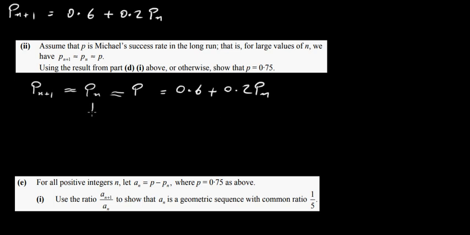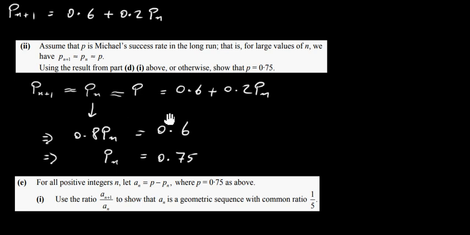Now if we use this Pn here, these are all equal, remember. We have a 0.2 Pn here, so subtract 0.2 Pn from both sides, and we just end up with 0.8 times Pn is equal to 0.6. So that finally gives us Pn is equal to 0.6 divided by 0.8, and that's just 0.75. And that's what we were asked to find: show that P is equal to 0.75. So we've just divided both sides by 0.8. Okay, so that's that part of the question.